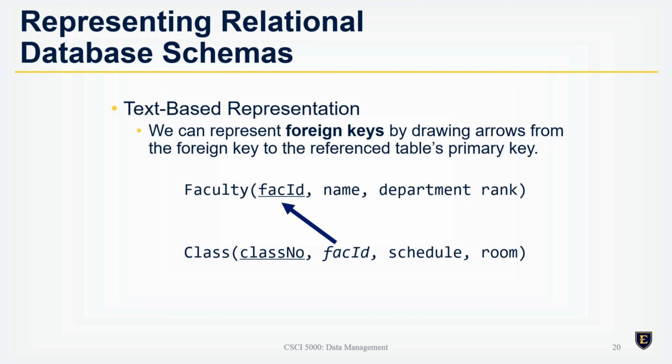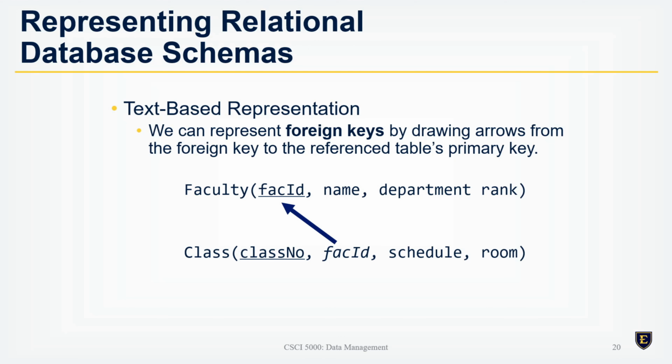So now we have a second table listed, which is class. The class has a primary key of class number, but it also has a foreign key, fac ID, that points to the faculty table. So fac ID is the foreign key from class to faculty that represents this relationship between the class and the faculty member. Then there's the schedule and the room.